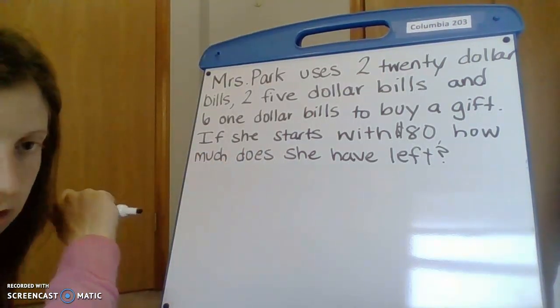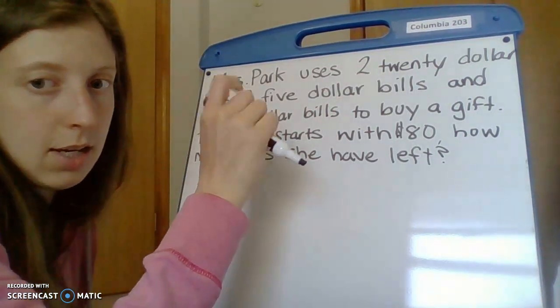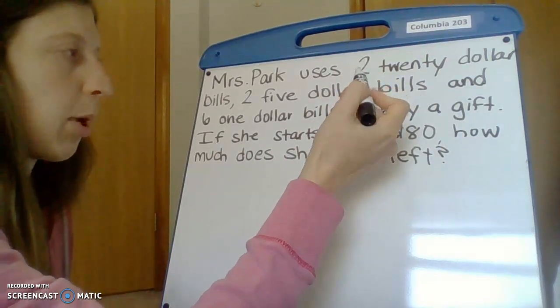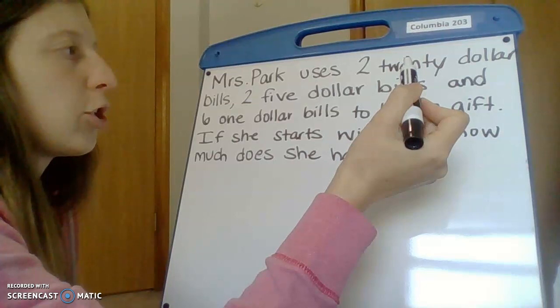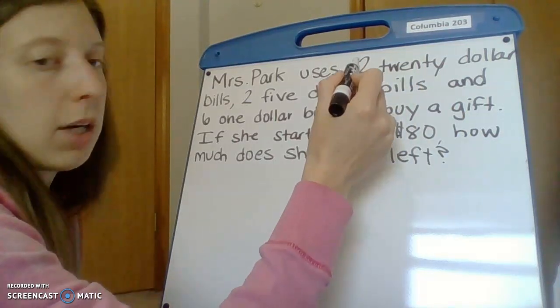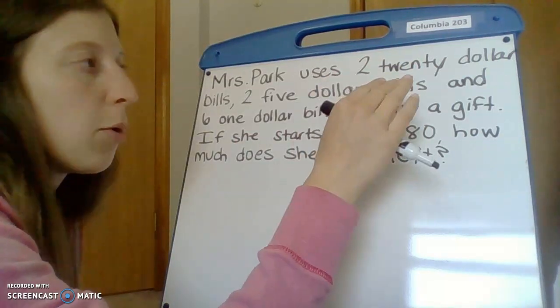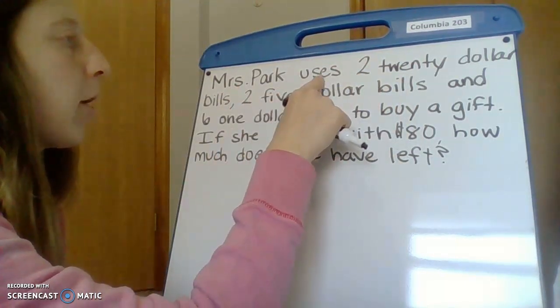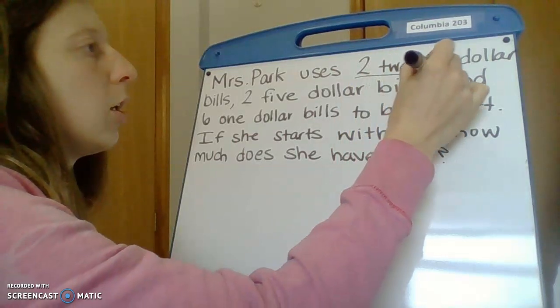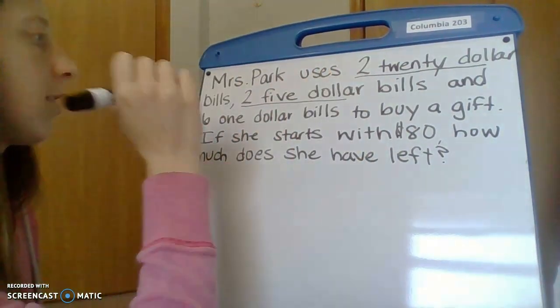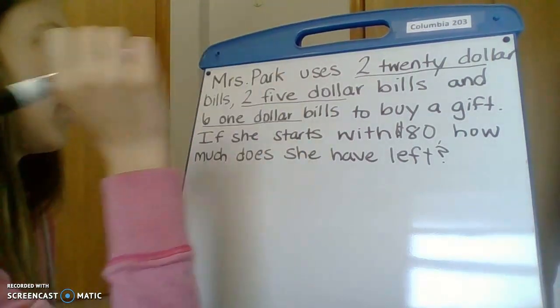Something that often confuses scholars is how they're saying this, because there's a lot of numbers in this problem. So what we're going to do first is we're always going to draw it out, and I'm going to go back in my problem and underline the important information so I don't miss anything. Mrs. Park uses two $20 bills, two $5 bills, six $1 bills.